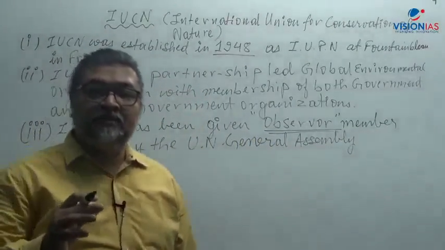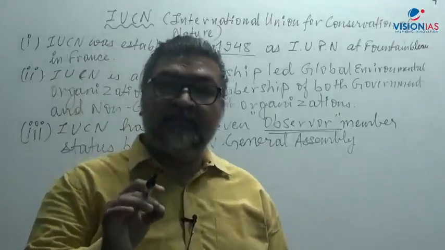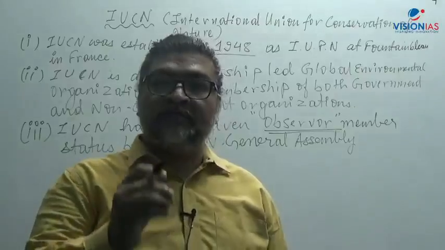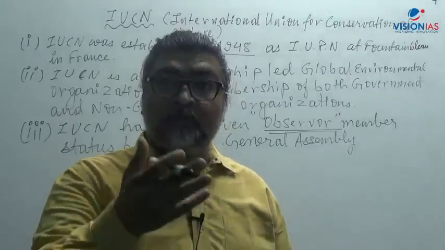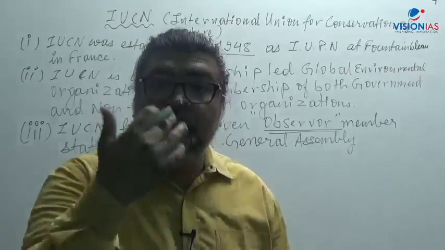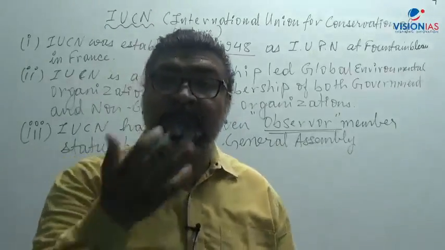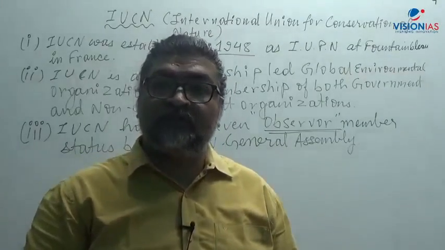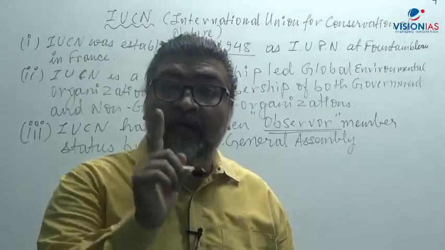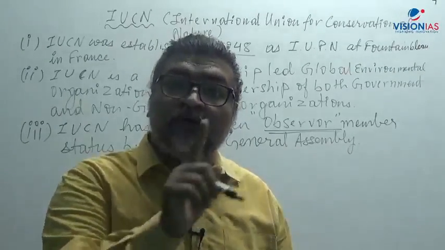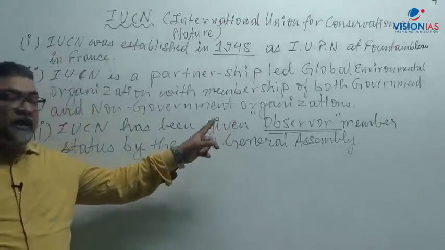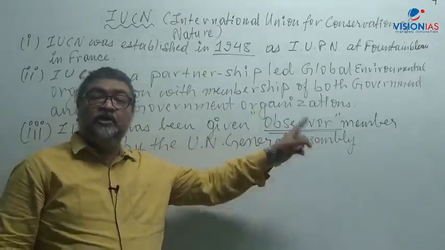Observer here means that particular member has all rights of a member, like participating in the discussion on resolutions proposed in the United Nations General Assembly, giving any report to the UN General Assembly, participating in conferences, summits and discussion level talks, but they don't have voting right. An observer member cannot vote on a resolution. So IUCN as a global environmental body has been given observer status by the UN General Assembly.